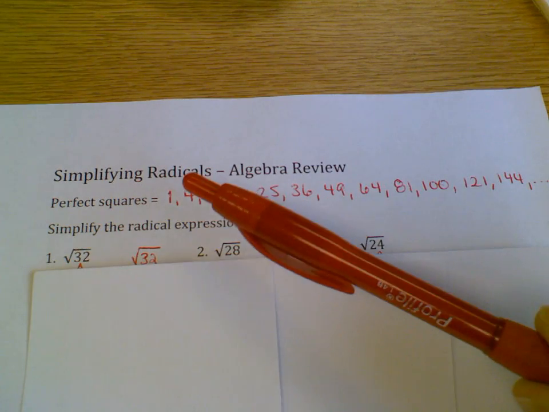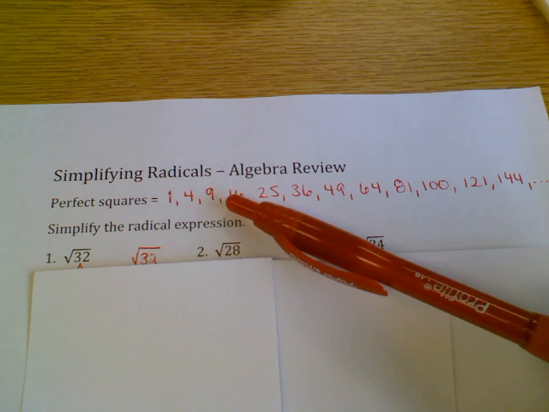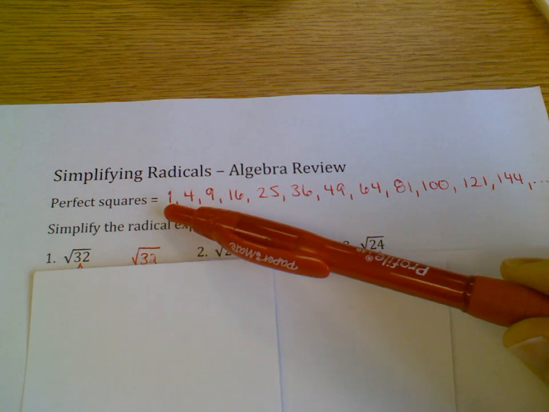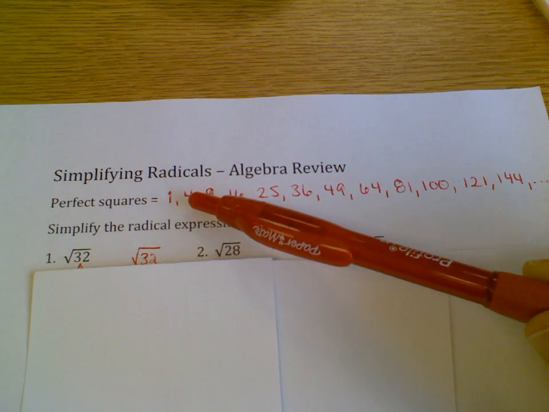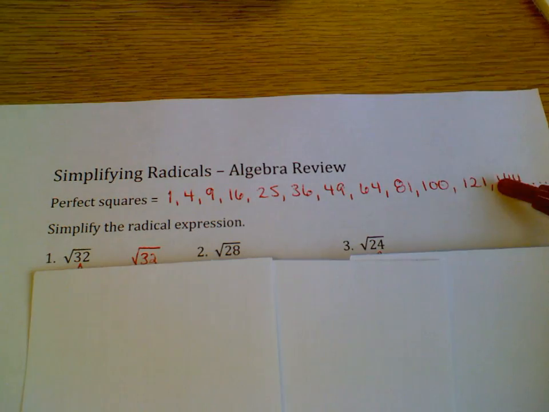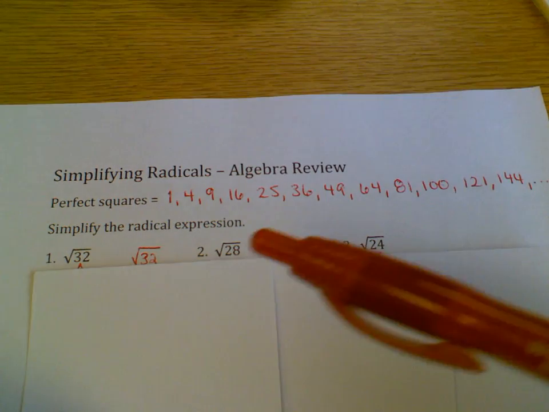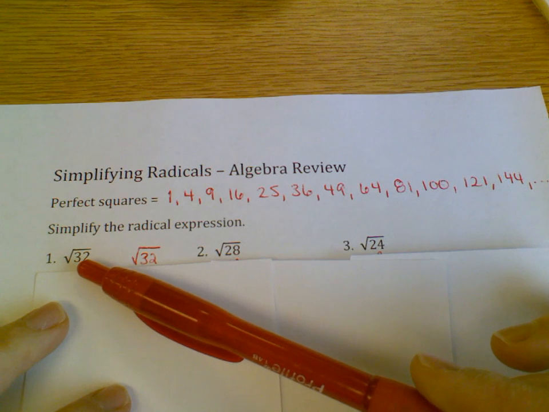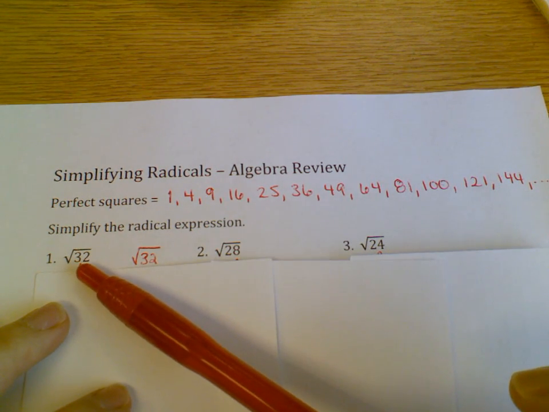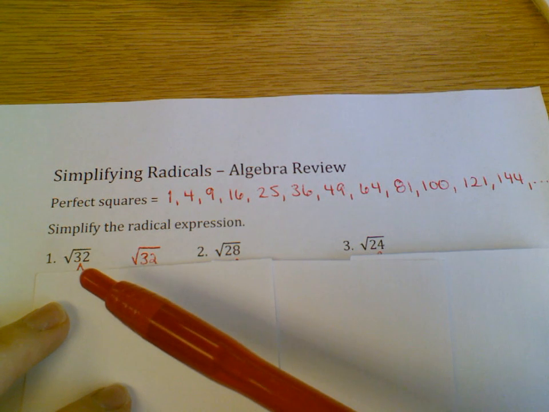So the first thing I did is I just listed all of the perfect squares from 1 to 12. A perfect square is just a number squared. So like 1 squared is 1, 2 squared is 4, 3 squared is 9, 4 squared is 16, and so forth. So what we're going to do is divide any perfect squares that will go in here evenly and take those out of that square root sign.